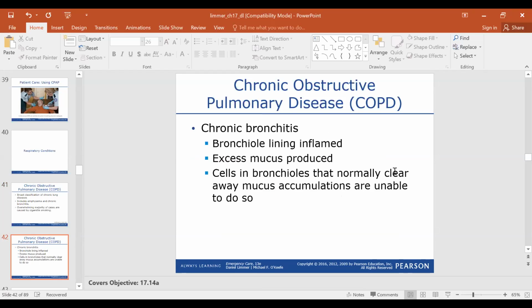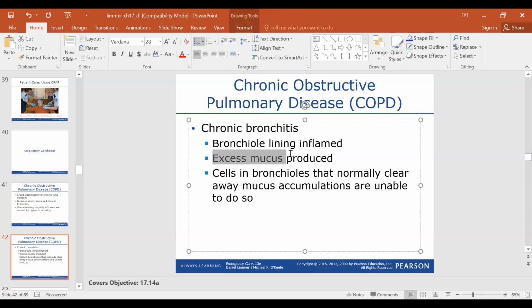So chronic bronchitis by itself is similar to asthma in that it's an inflammation of the bronchioles. However, with asthma, it's more of a spasming, like open, close, open, close. And the biggest thing with bronchitis is this. This is pretty big. It's going to be an excessive mucus production. All right, so that's going to be key. And I will write that down somewhere as a side note. Cells and bronchioles that normally clear away mucus accumulations are unable to do so.